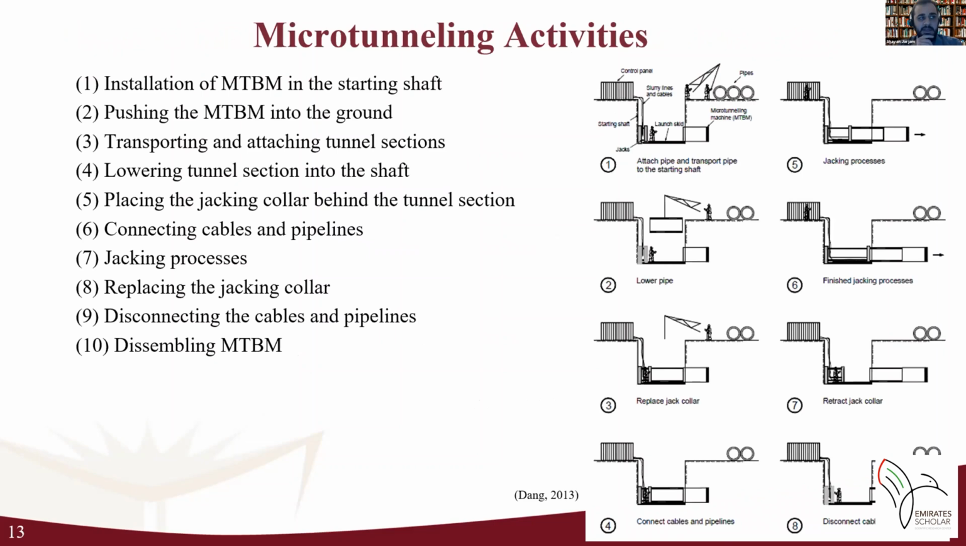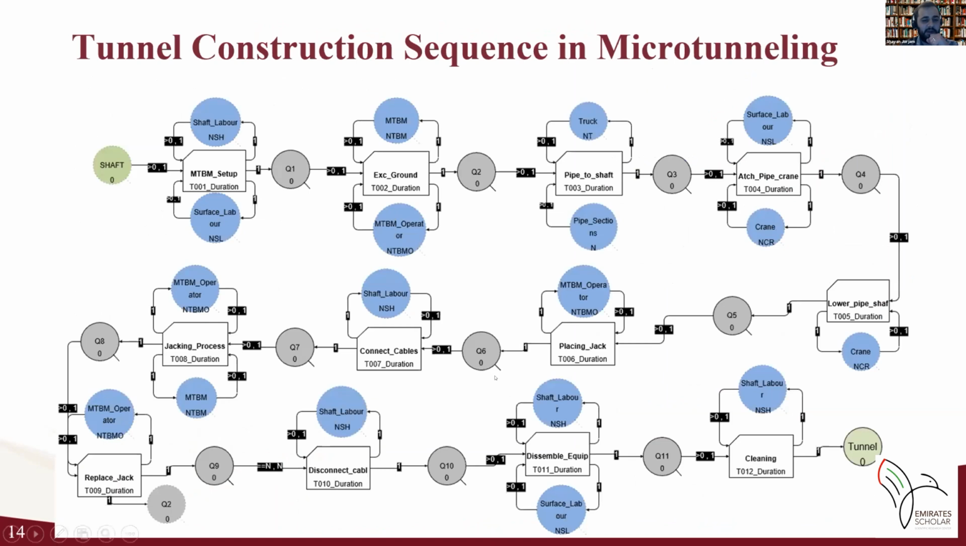In this slide, we can see the different activities involved in tunnel construction using microtunneling, such as transporting and attaching tunnel sections to the crane, lowering them into the starting shaft, the jacking process, disassembling the MTBM, and disconnecting cables and pipelines. In this figure, we can see the sequence and the relationships between the activities in the microtunneling method, which are shown in a white box. Also, the blue circles show the resources that each activity needs to be completed.